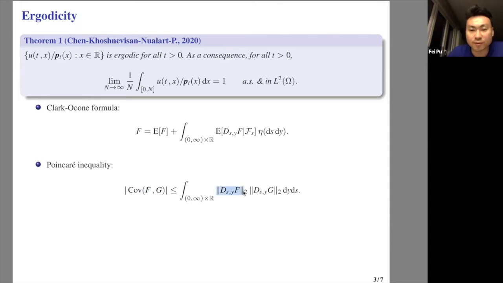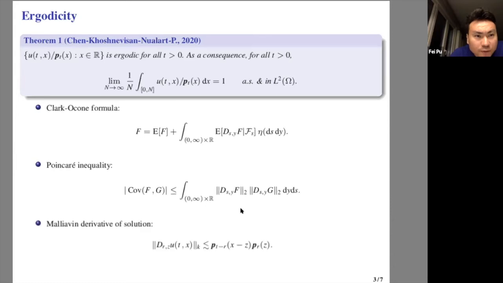In the integrand, we have the Malliavin derivative of f. Here we take the L2 norm. We have the Malliavin derivative of g. We also take the L2 norm. So this is the Poincare inequality. You see, in this inequality, we have to compute the Malliavin derivative of the variables. So for the solution to the parabolic model, we can also compute the Malliavin derivative.